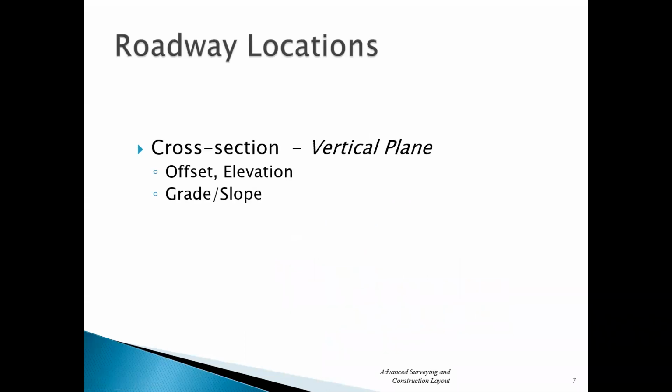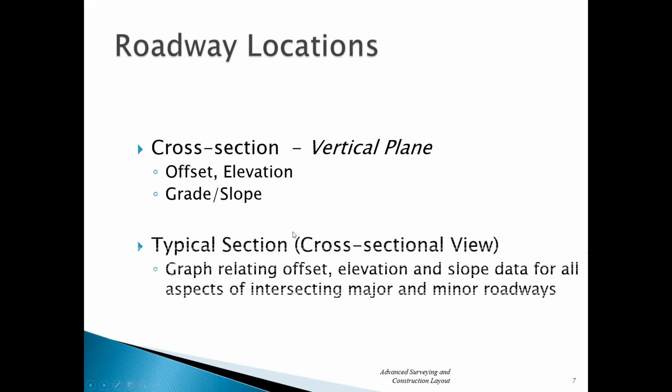So the cross section is given by a vertical plane as well, but it's primarily station, and it's actually not station because you're typically at a unique station, but you're looking at offset left or right from whatever station you are, and then the elevation and or slope and grade. So these guys can be really involved, as we'll see. So we use that term typical section primarily. On highways, you're going to have multiple typical sections, not just one.